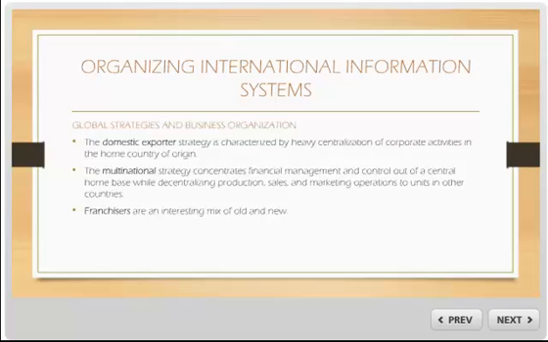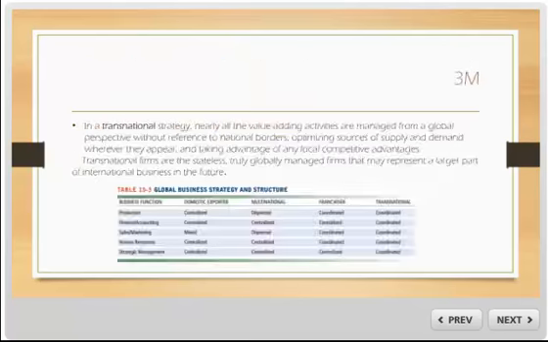The domestic exporter strategy is characterized by heavy centralization of corporate activities in the home country of origin. The multinational strategy concentrates financial management and control out of a central home base while decentralizing production, sales, and marketing operations to units in other countries. Franchisors are an interesting mix of old and new. In a transnational strategy, nearly all the value-adding activities are managed from a global perspective without reference to national borders, optimizing sources of supply and demand wherever they appear and taking advantage of any local competitive advantage.